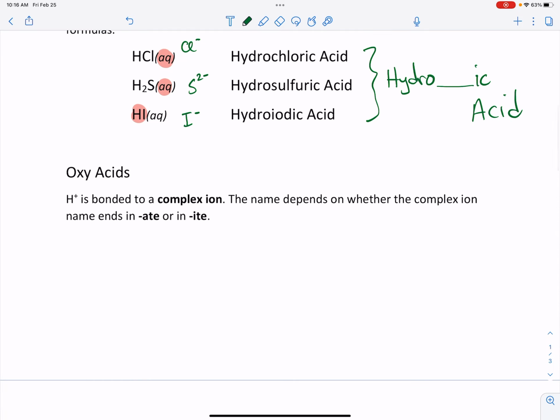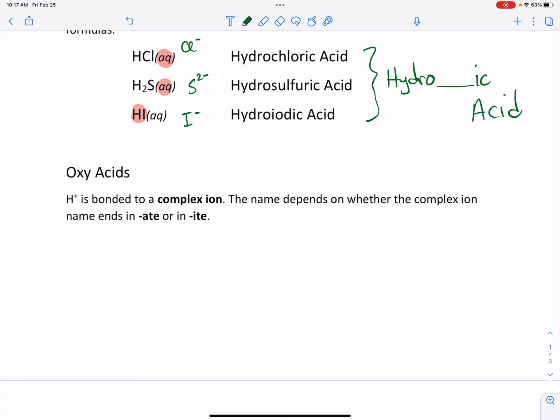The second broad category of acid is called an oxyacid. It's called that because you'll see oxygen in its formula. But what I prefer to think about is here you're going to have hydrogen bonded to a complex ion, and the complex ion is the thing that'll have oxygen in its formula. Now, complex ions or polyatomic ions generally have one of two suffixes.